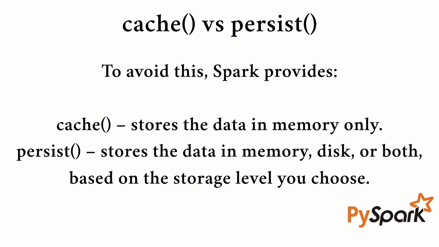Like we have all read in our lower classes, in a computer we have a cache memory, and we know that cache memory can be used to help us in faster execution, right? So the same concept applies in Apache Spark as well. So cache stores the data in memory, and persist can store data in memory, disk, or both based upon the storage level you choose.